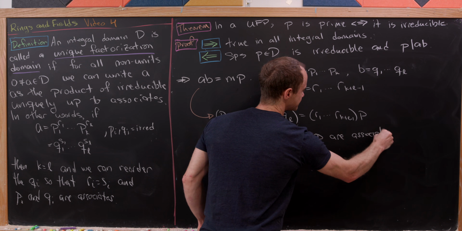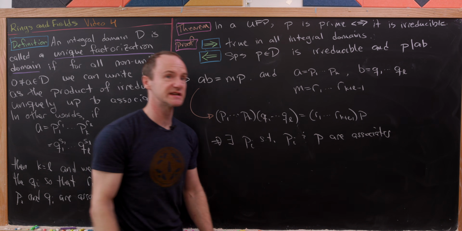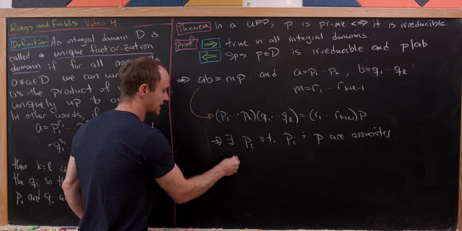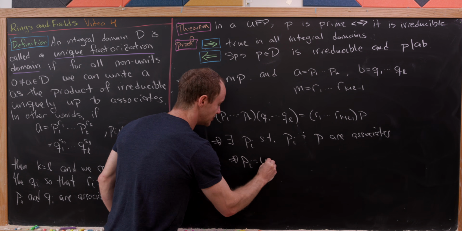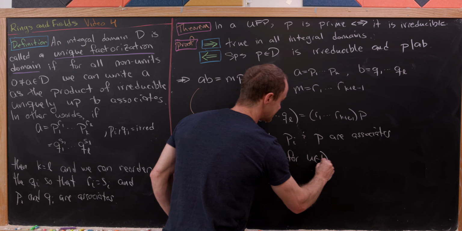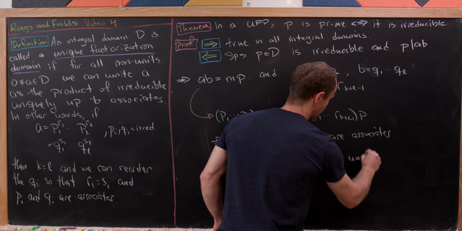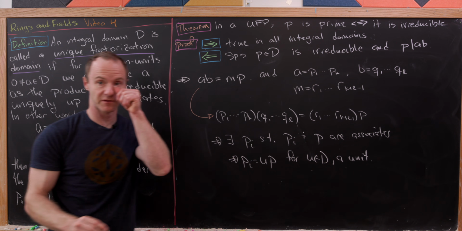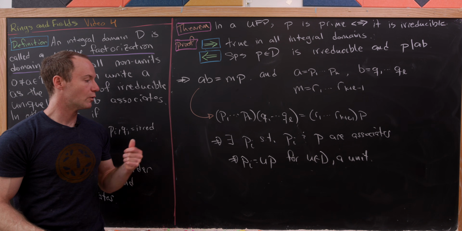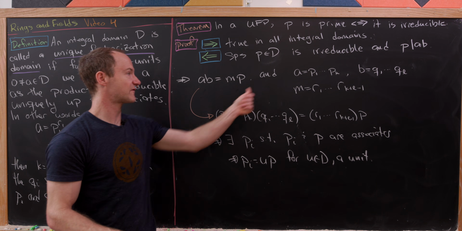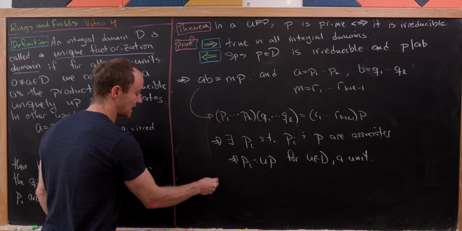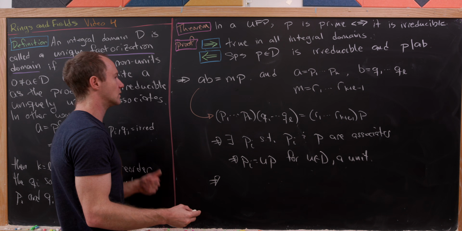Okay, cool. But associates mean they differ by a unit. So that means that we can write Pi as U times P for U in D, a unit. Remember, that's what it means to be an associate. They differ by multiplication by a unit. But now what we can do is take our factorization of A and replace the Pi with U times P. So what is that going to look like?